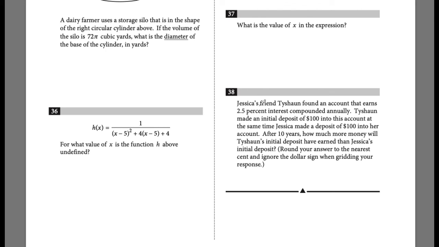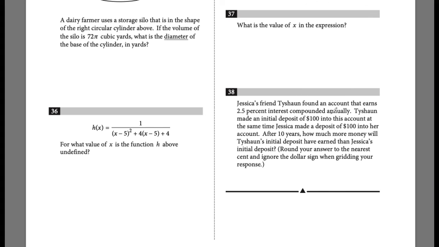Number 38. Jessica's friend Tyshawn found an account that earns 2.5% interest compounded annually. Tyshawn made an initial deposit of $100 into this account. At the same time, Jessica made a deposit of $100 into her account. After 10 years, how much more money will Tyshawn's account deposit have earned than Jessica's initial deposit?